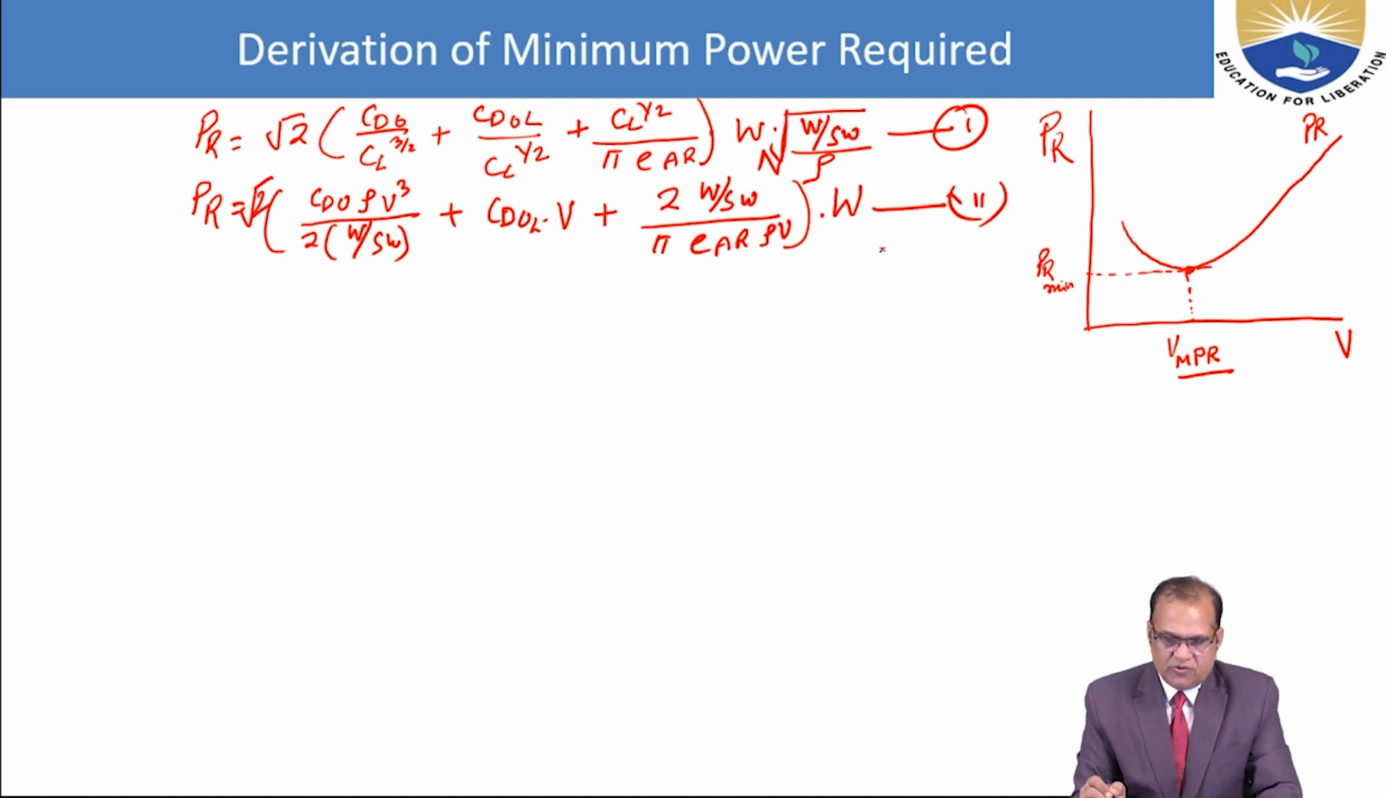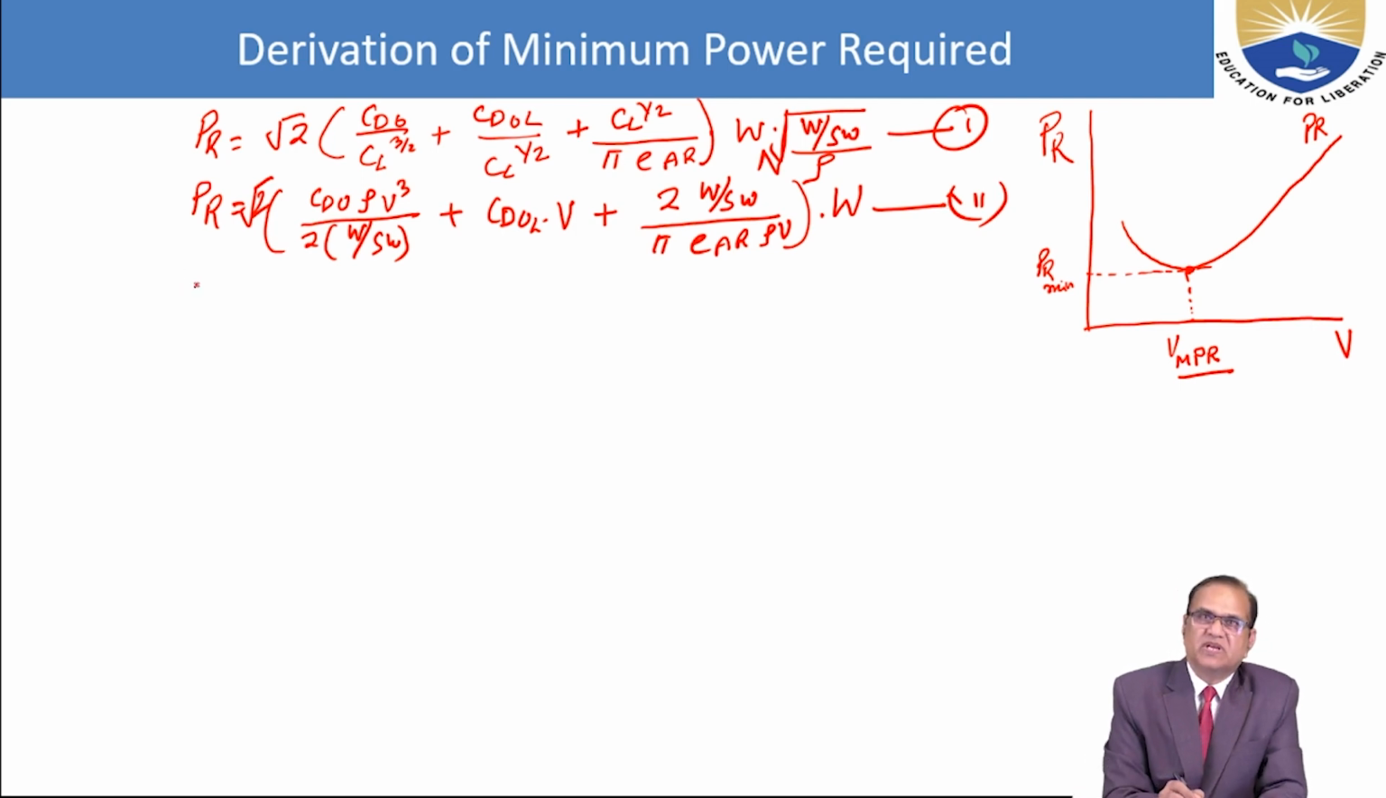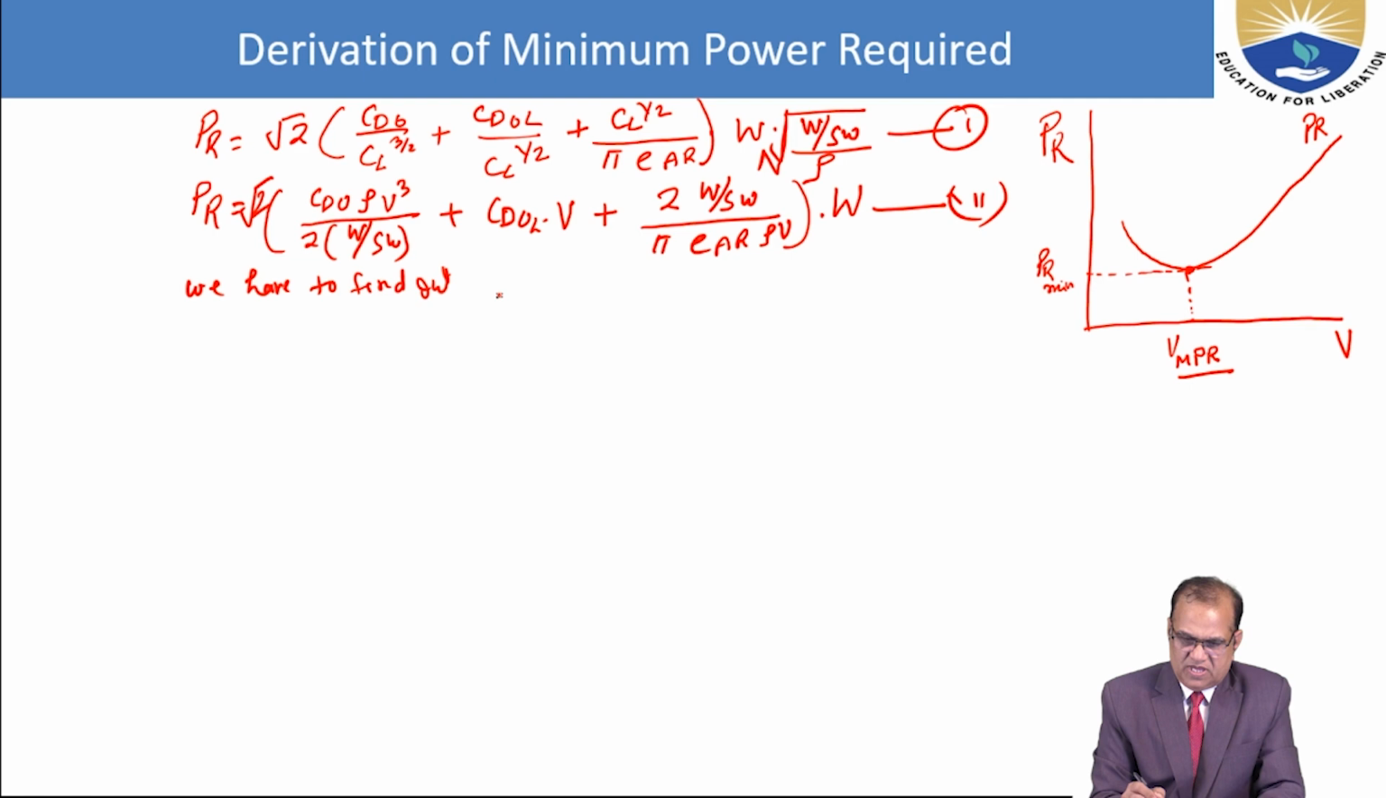So now we have to find out CL where power required is minimum.